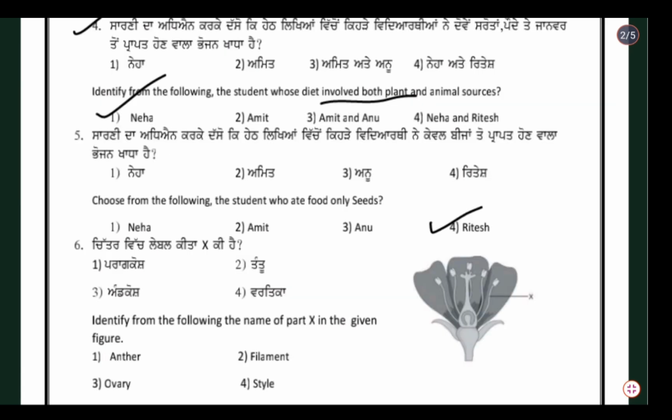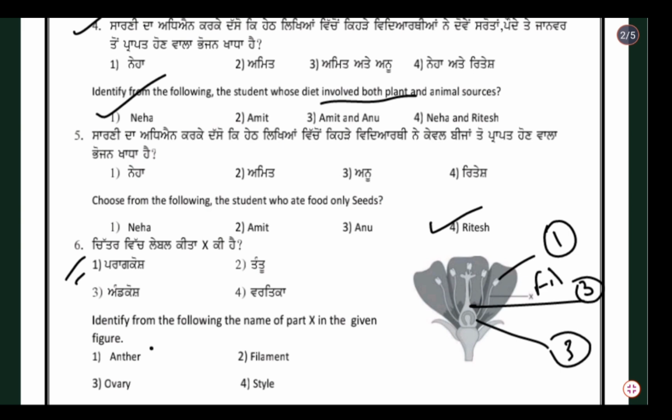So question 6 is, identify from the following the name of part X in the given figure. So this is the anther, right? This is the ovary. Okay, and this is the style, and this X is a filament. This is a filament. So option 2.